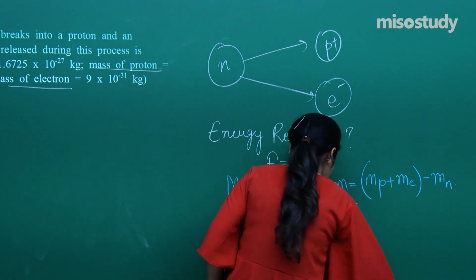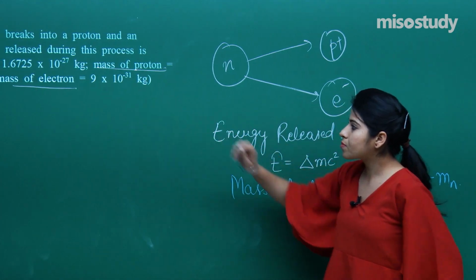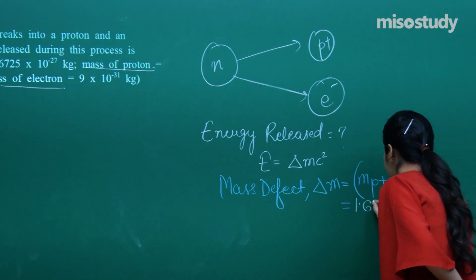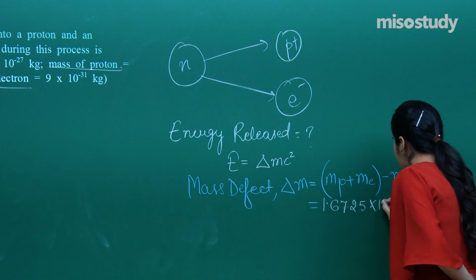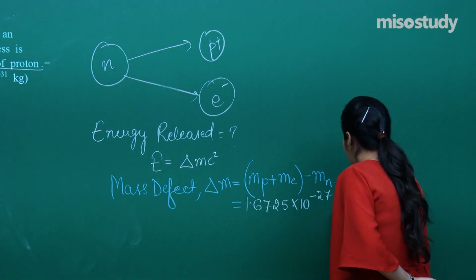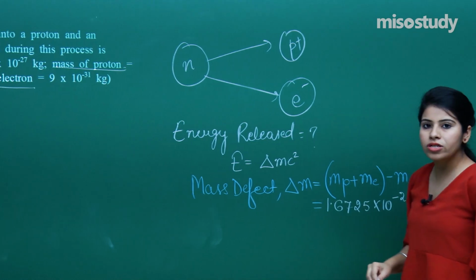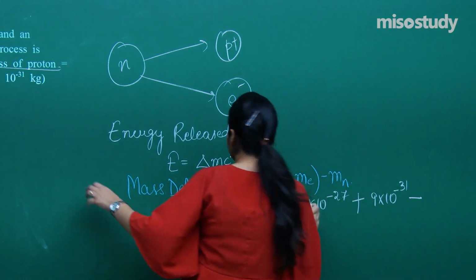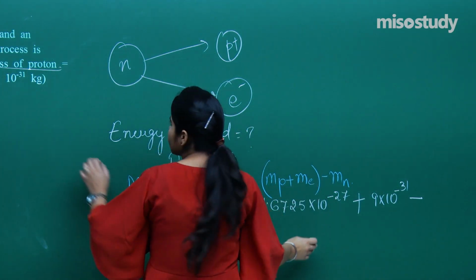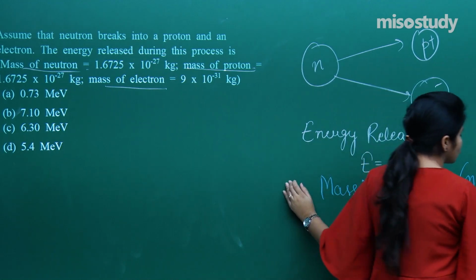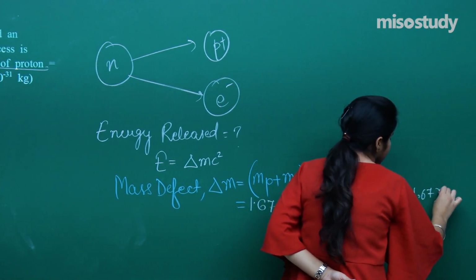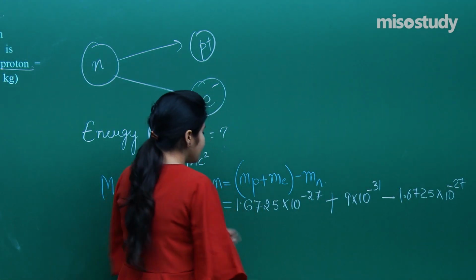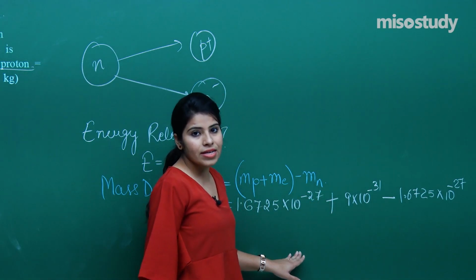So now we will just put in the values that we have been given. Mass of proton is 1.6725 into 10 raised to the power minus 27, plus Me. Your mass of electron is 9 into 10 raised to the power minus 31, minus mass of neutron. The mass of neutron that has been given is again 1.625 into 10 raised to the power minus 27. Now you can see that these two masses are equal, so we can cancel them out easily.